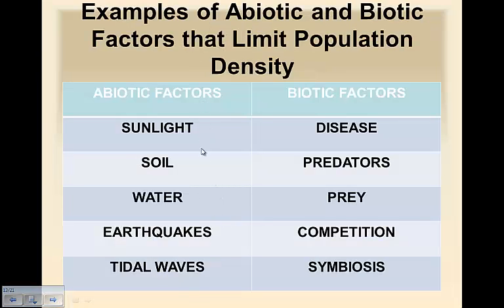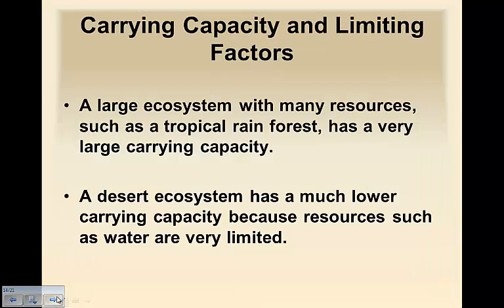Here are some great examples of abiotic: sunlight, soil, water, earthquakes, tidal waves, and for biotic: disease, predators, prey, competition, and some sort of symbiosis. Remember the commensalism, parasitism, and mutualism. Okay, the carrying capacity and the limiting factors.